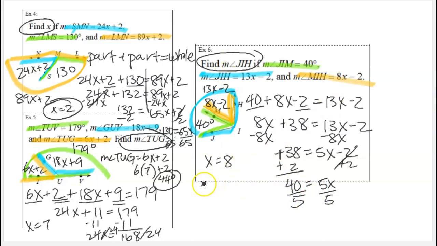Now, we do need to plug that into the measure of angle JIH, which is 13x minus 2. 13 times 8 minus 2. 13 times 8 is 104. Minus 2 is 102.